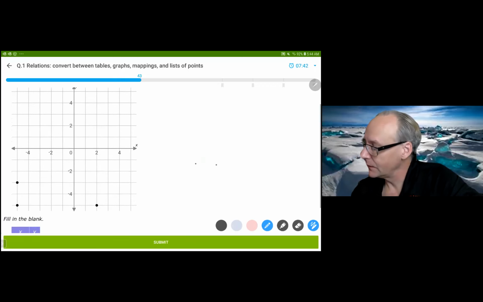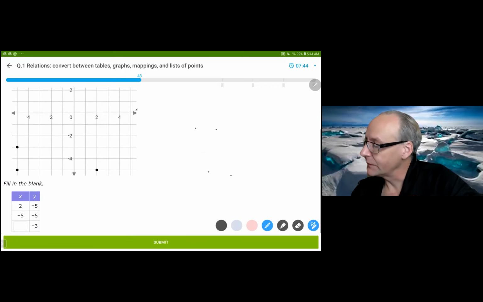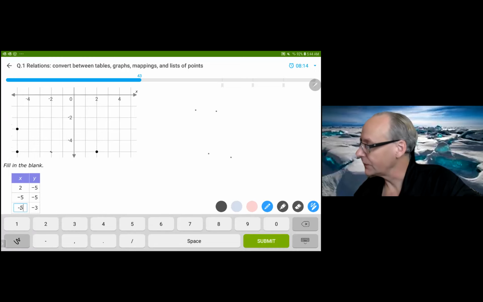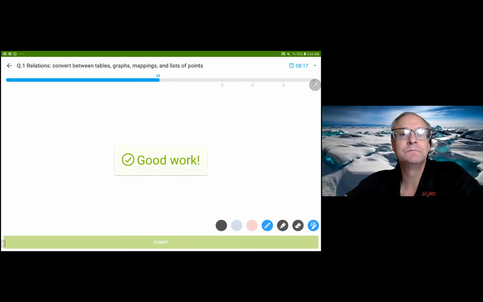Express the relation below, fill in the blanks. So we've got a -2, -5, which I don't see. Are we supposed to graph it? Maybe we're supposed to graph it. No. -5, -5. I'm confused. I wonder what we're supposed to do with it. Oh, I see 2, -5, and I see -5, -5. What I don't see is -5, -3. Figure out what they were wanting me to do there. They just want me to find the missing point.